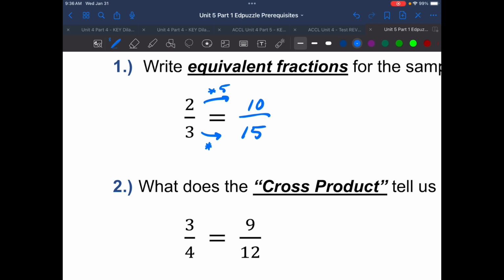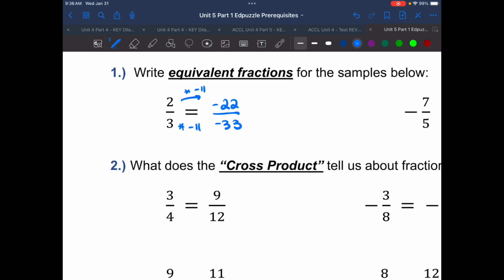And we could do that really with any numbers. We could multiply by -11, right? And in each case, we would get -22 and -33. Now, why is it equivalent? Well, because, first of all, we multiplied by the same, I'd say scale factor, or multiply by the same number, but this fraction would reduce back to 2/3.